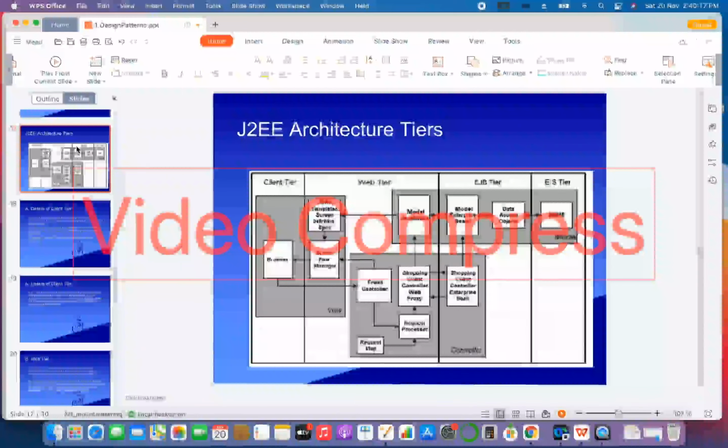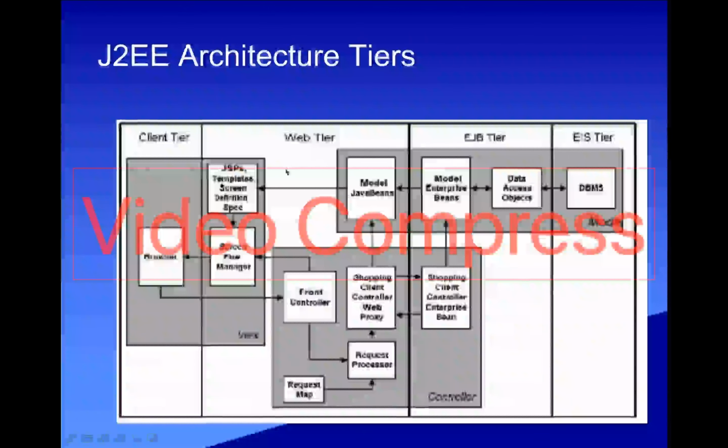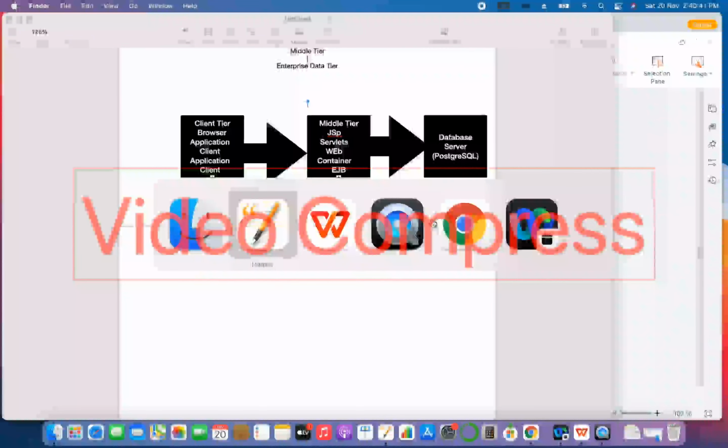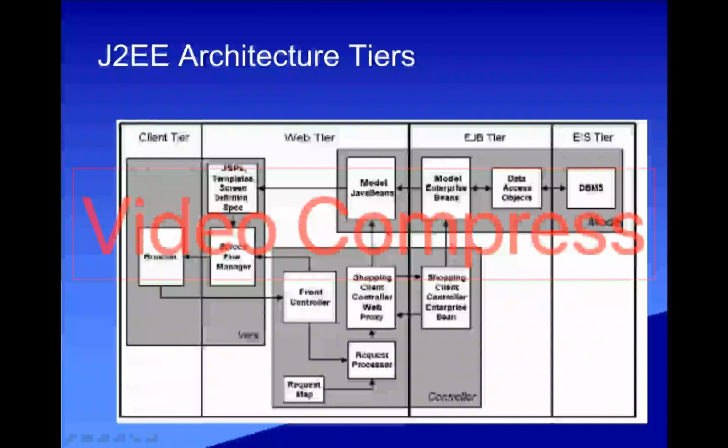Let's talk about the J2EE architecture tiers. So the client tier, I have already told you, the web tier and the EJB tier. So these are the tiers we have. These are nothing but a similar kind of thing which I have been talking about, the client tier, middle tier, and the database server. So this is your client tier. Client tier is the browser application, client applications, and all those things. And then you have a middle tier like JSPs and all. And then you have databases. So this is how it works out.